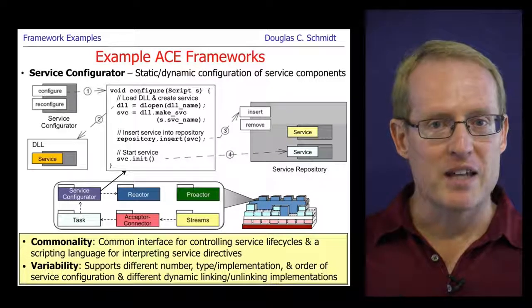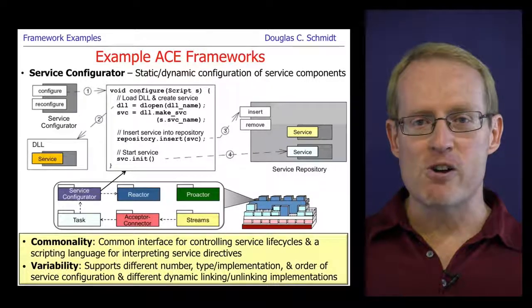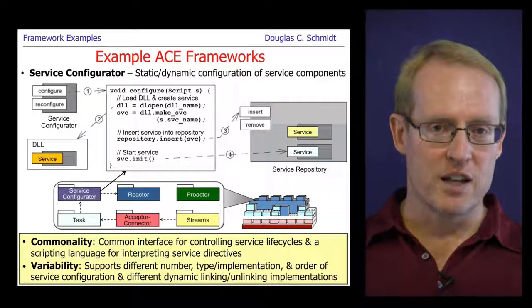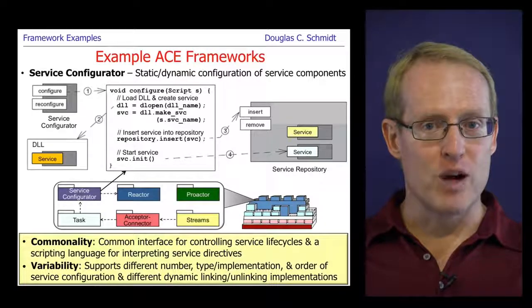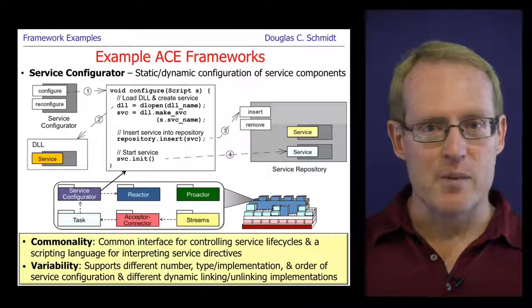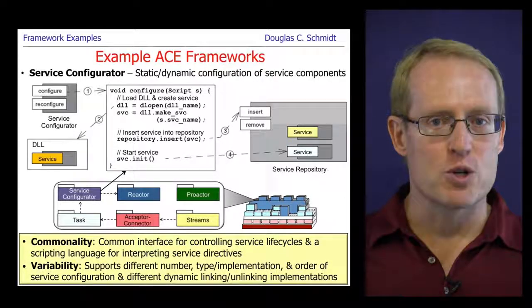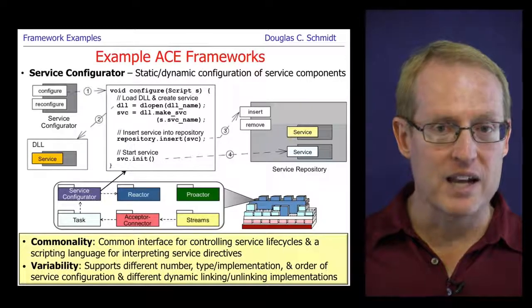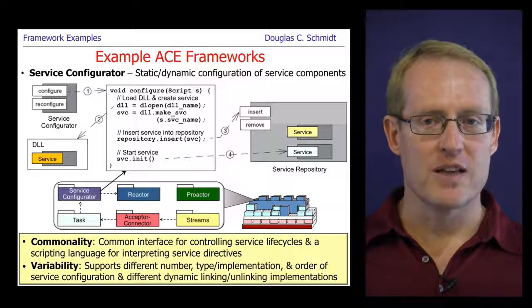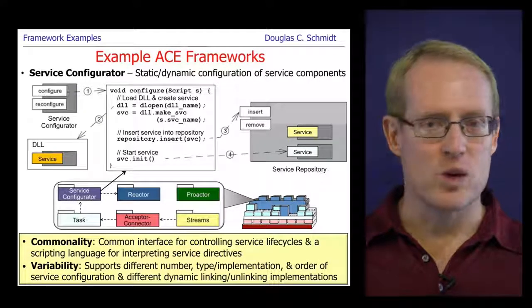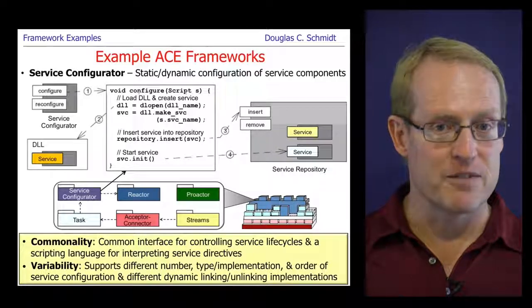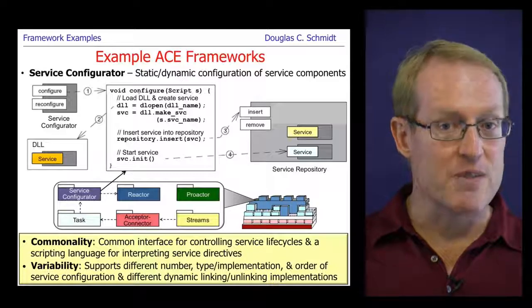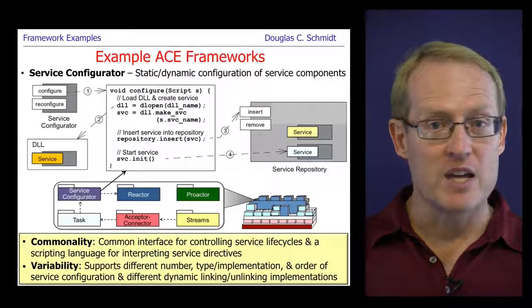From the point of view of commonality and variability analysis, the Service Configurator framework provides a common interface for controlling service life cycles. In other words, when they're created, how they run, how long they run, how they're shut down. And it also provides a common scripting language for interpreting these service directives that tell it how to perform its tasks and behaviors at various late binding phases of the system and application lifecycle. The variabilities it supports, well, you can configure many, many different kinds of services at different points in time. A server could have many services that are brought in later in the design cycle, even while it's running. You can change the service implementations very easily.